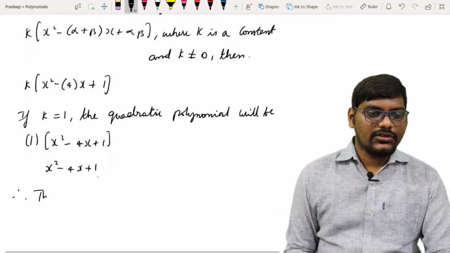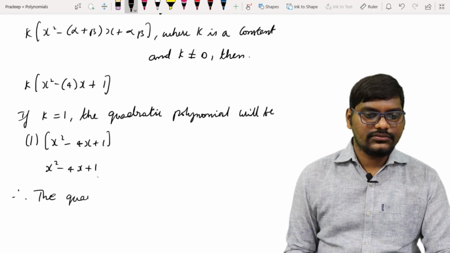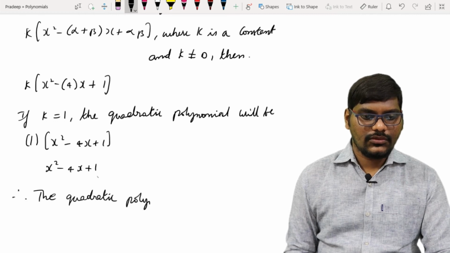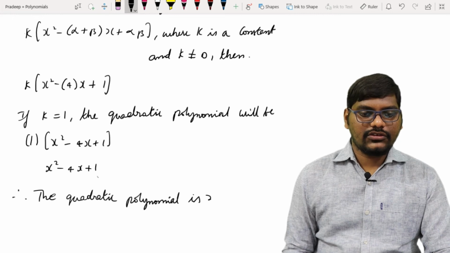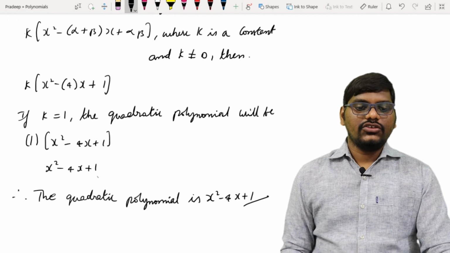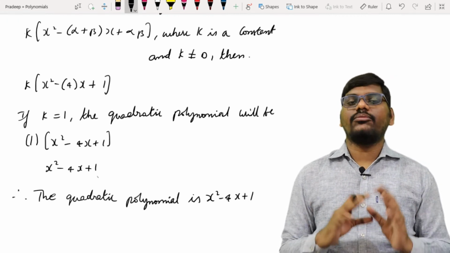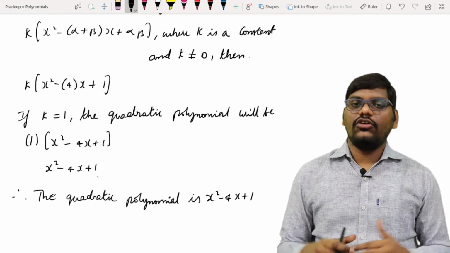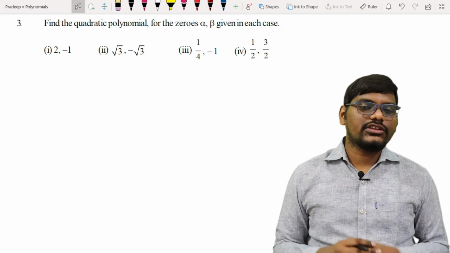Therefore, the quadratic polynomial is x square minus 4x plus 1. Okay, so this is all about the complete second question, which we have solved. So we'll go for the third question. So let's go for the third question.